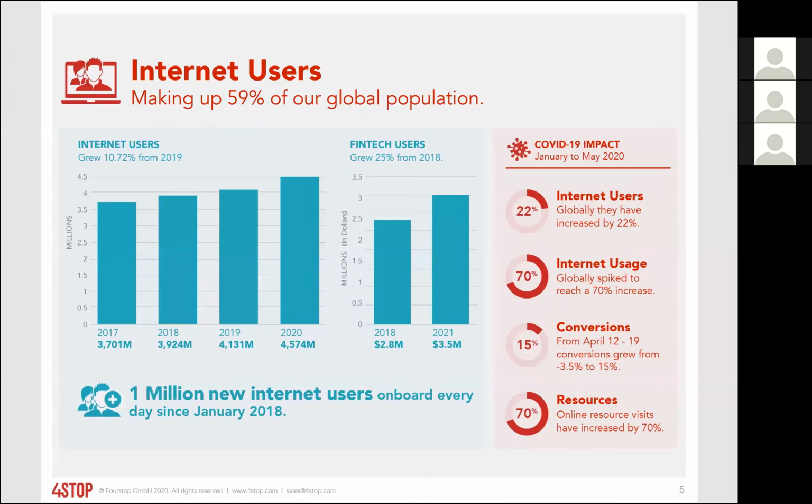So some of the statistics around that are that internet usage has spiked 70% since January this year. Conversion is up around 15%, which is an incredible number given that it's usually around 3 to 4%. And that's a phenomenal number and a real strong use case for businesses moving online. Next slide, please, Ingo.